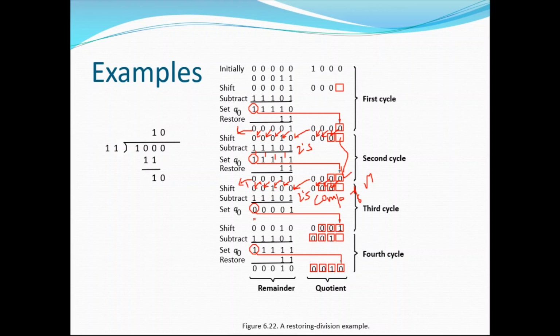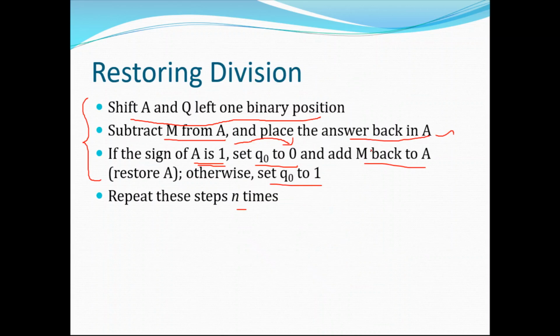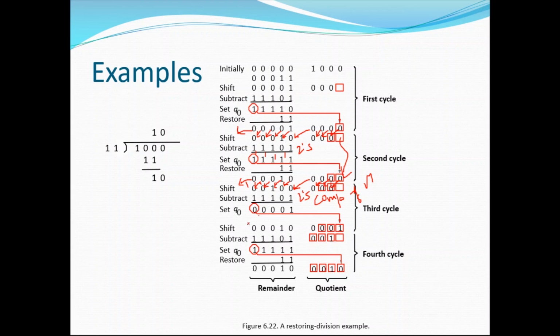So you got this. Now see, the sign bit is 0. If the sign bit is 0, then set q naught to 1. So this q naught will now become 1. Now you need not restore. Only if the sign bit is 1 do you have to restore by adding m. Now we need not restore. Now the third cycle is completed. Now we'll go to the fourth cycle.